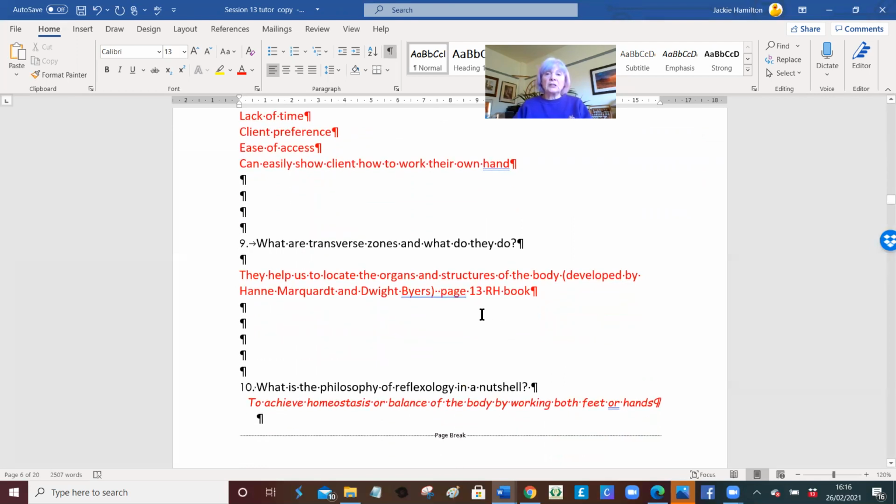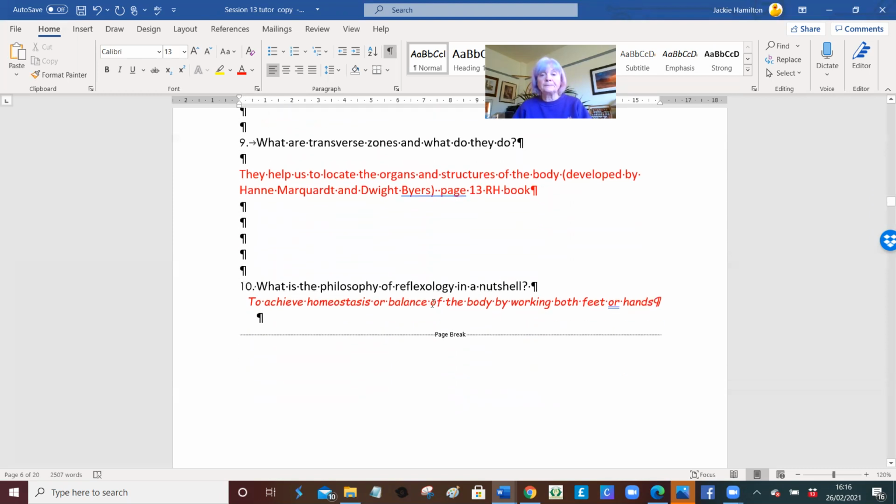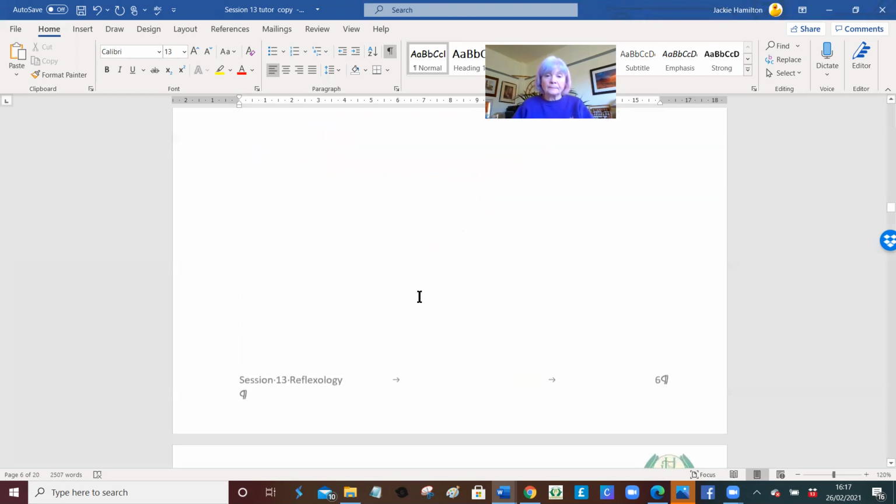The transverse zones go across the body, and they were developed by Hanne Marquardt and Dwight Byers. Hanne Marquardt was the lady who took reflexology from Eunice Ingham to Germany and taught it to the medical profession. Dwight Byers is Eunice Ingham's nephew, if you remember. They help us to locate the organs and structures of the body. That's their job. That answer is in the Ruth Hull book, if you want to look it up on page 13. So the philosophy of reflexology in a nutshell is to achieve homeostasis or balance of the body by working both feet or hands.